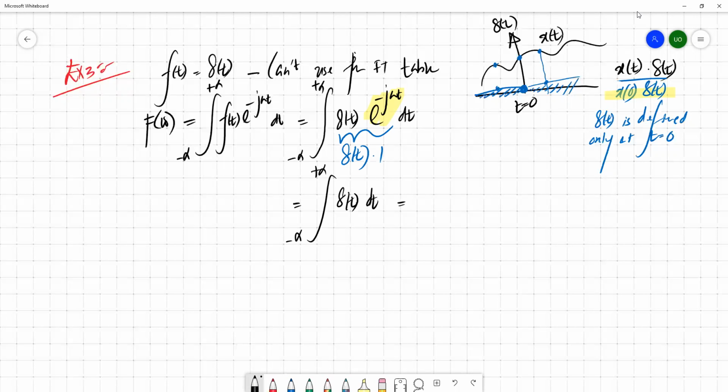So what's the value of this? This is again 1, because we know that if you integrate the unit impulse from minus infinity to plus infinity, it gives 1. This delta t, or the unit impulse, is basically developed from a rectangular pulse having an area of unity, area of 1. So that's why this integral converges to 1.